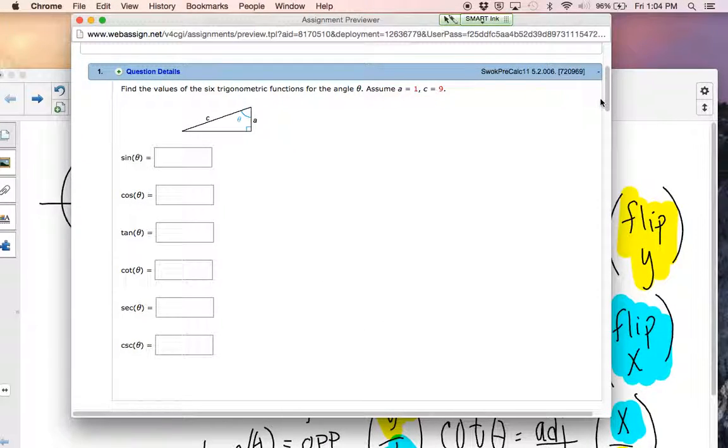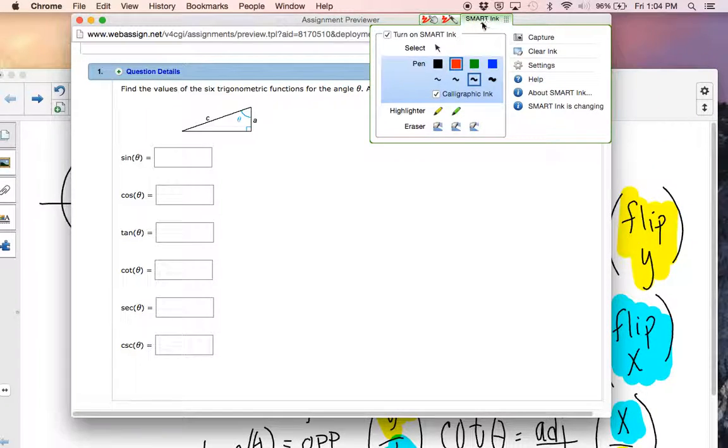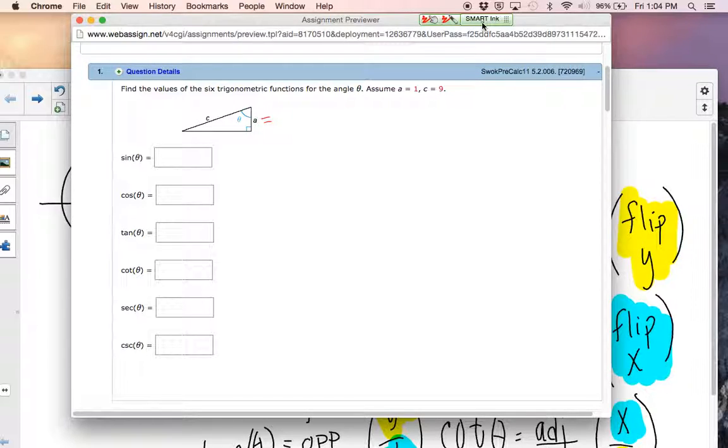The first one asks you to find the 6 trig functions. For my problem, I have that a equals 1 and c equals 9. Well, to do my trig functions, I need to know this side. If you're given 2 sides in a right triangle, you can use the Pythagorean theorem to find the third side. So I end up with 9 squared equals b squared plus 1. b ends up being square root of 80, which is 2 square root 2. So I know this is 2 square root 2, and I'm just going to fill in my spaces here.